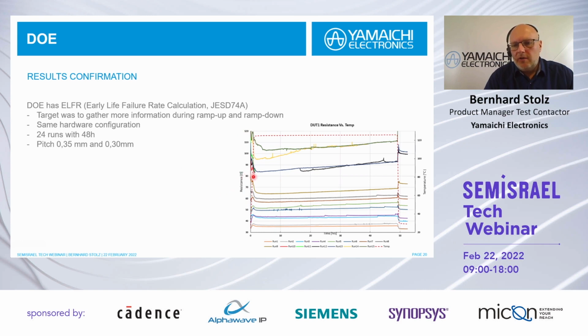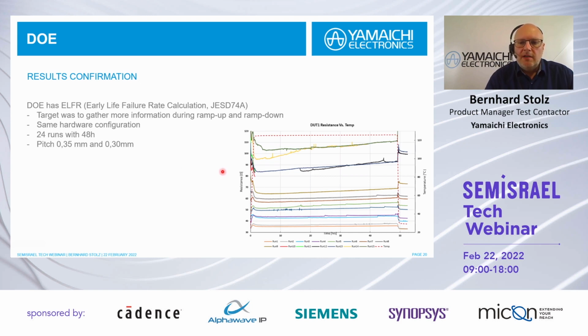Also, you can see here, I think this is run number 10, this is also somehow interrupted because of a test error. But what we could confirm is that really when we have the ramp up, the contact resistance is higher and then comes down to a certain value. And also this is the same phenomenon when we have the ramp down. So there is also a high resistance and then it's coming down to a normal level. And so this is of course something which is interesting for our customers to understand what's happening.